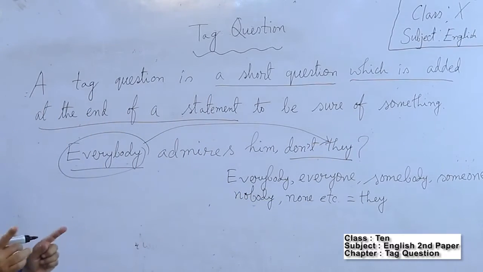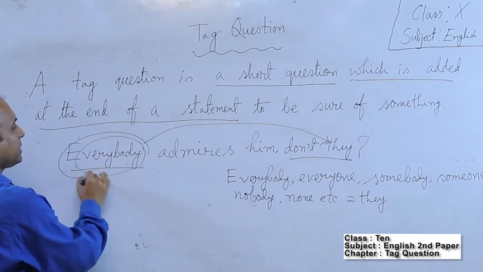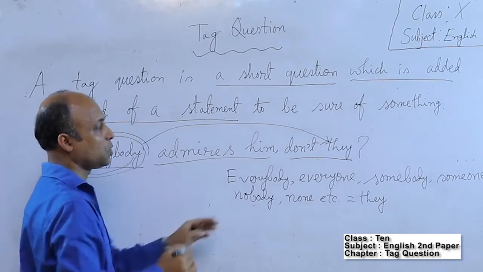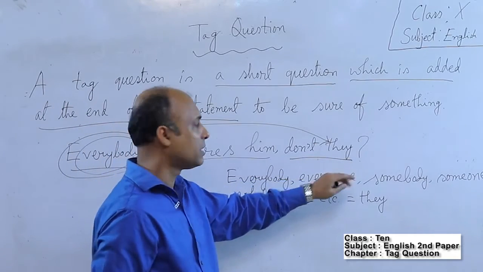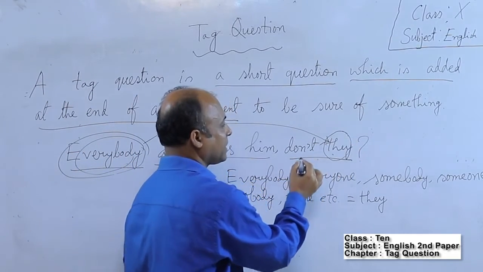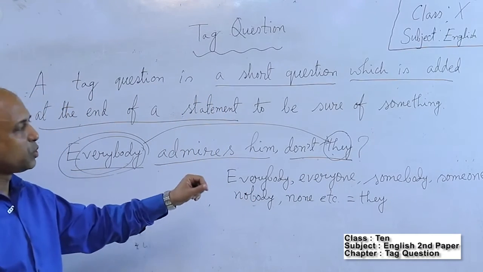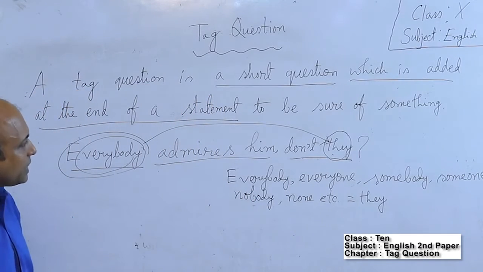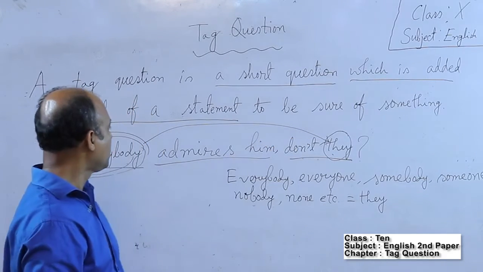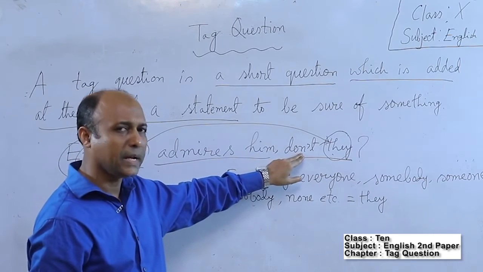You also observe here there are two subjects here. One, everybody, this is the subject of the statement, and there is also another subject here, they. This is the subject of the tag. So, there are two subjects here. Then we have put here they, and what about this? Don't. Why have we written here don't? You see the statement is positive, so we have used here negative tag.